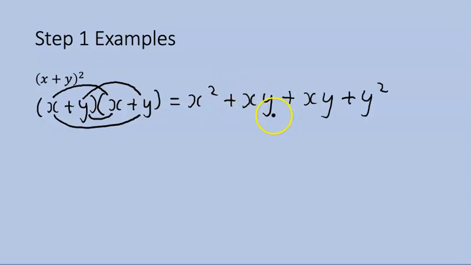And then I collect up the xy's together. 1xy plus 1xy gives me 2xy. So x squared, and again, highlighting here that I add these together. And then I add on y squared.